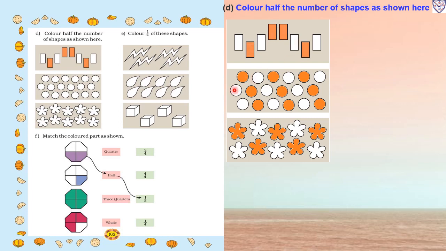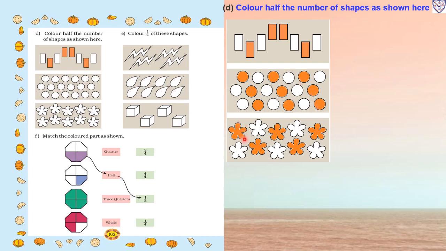Now next, circles. How many circles are there? 1, 2, 3, 4, 5, 6, 7, 8, 9, 10, 11, 12, 13, 14, 15, 16, 17, 18. Total 18 circles are there and we have to do a half. So 18 divided by 2, so we will get 9. So we will color only 9 circles. 1, 2, 3, 4, 5, 6 and 7, 8, 9.